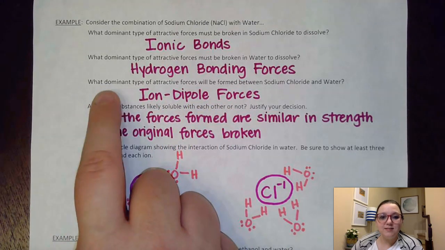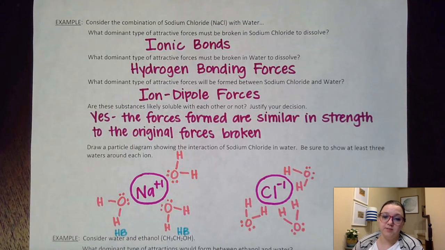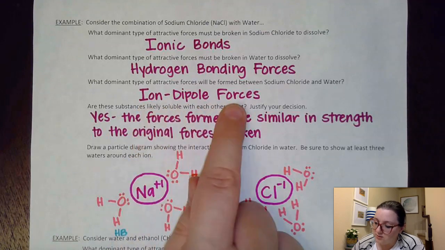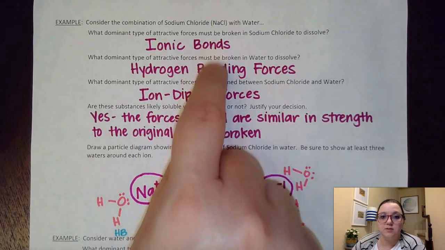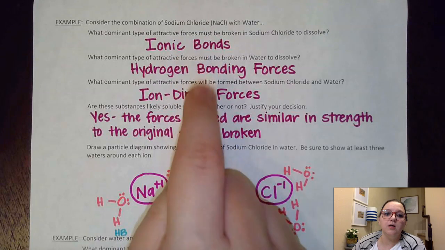Now you notice it does say here dominant type of attractive forces. Technically, I would also have London dispersion forces present here. Those are always present regardless of what else is going on. It's just not the dominant type at that point anymore. The ion dipole is the dominant type. So then it asks, are these substances likely soluble with each other or not? Justify your decision. And yes, we would predict that these would be soluble because these new forces formed are similar in strength to the original forces that we had. These were both fairly strong and this is fairly strong.